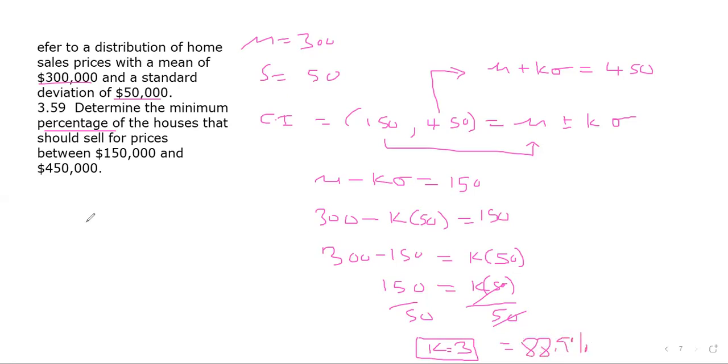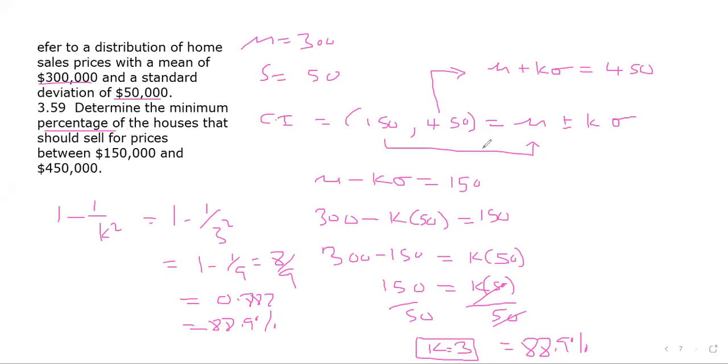But if you don't memorize that, you can still use the same Chebyshev's rule. So this is 1 minus 1 over 3 squared. So here we're going to have 1 minus 1 over 9, which is 8 over 9. They're asking for the percentage, and when you divide this, we get 0.8888, which is 88.9%. So we are 88.9% sure that houses will sell for the range of 150 to 450.